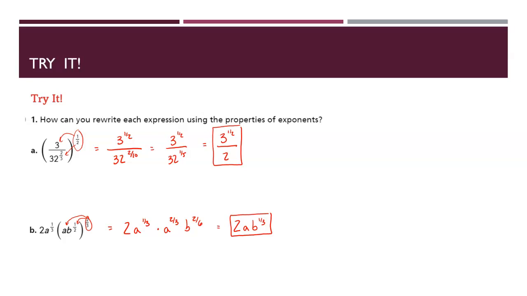So to simplify this, the 2, there's nothing to multiply there, so it stays a 2. A to the 1/3 times a to the 2/3, we would add those two together. 1/3 plus 2/3 would be 3/3, which would just be 1. So you could either write a to the first power or just leave it as a. And then b, the 2/6 reduces to 1/3. That'd be your answer for that second part.